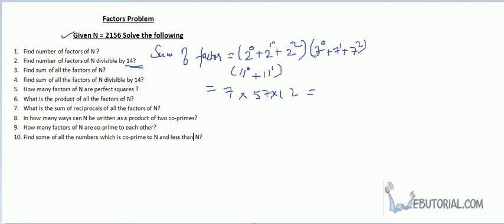If you expand this expression, each term will correspond to one of the factors of the number 2156. Each of the terms, for example 2 to the power 0 into 7 to the power 0, is 1, which is one term.